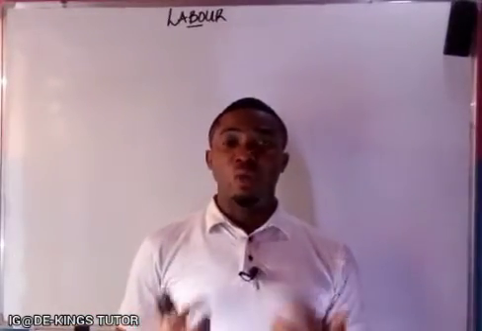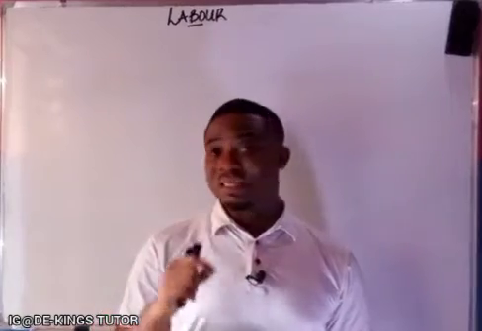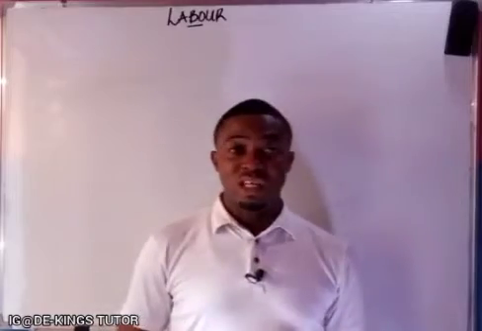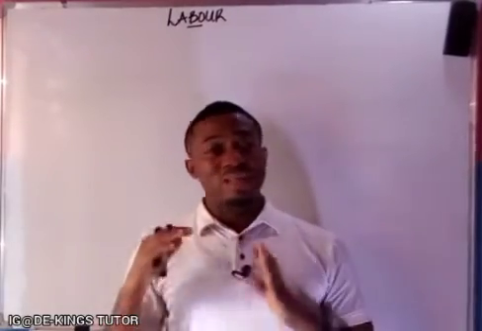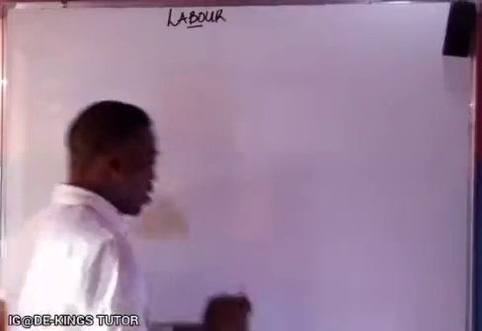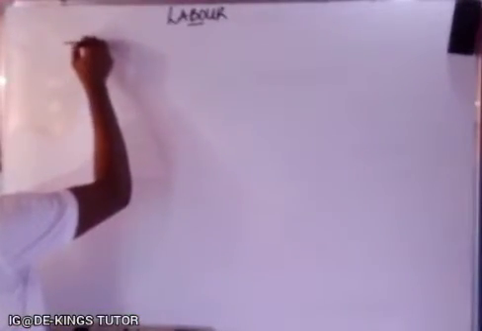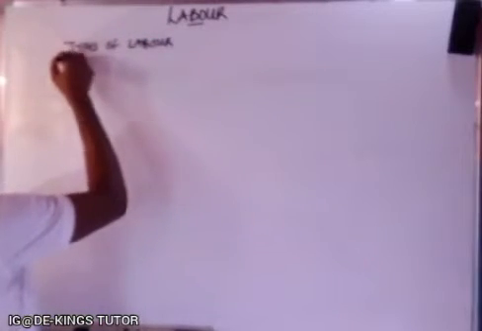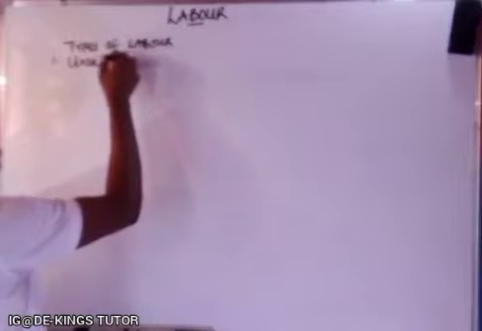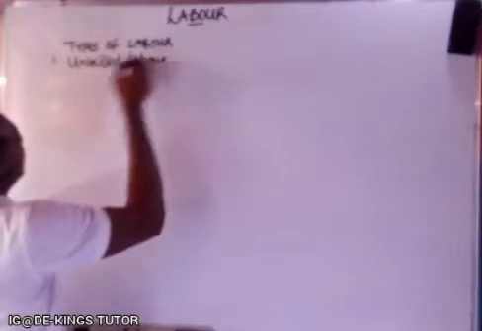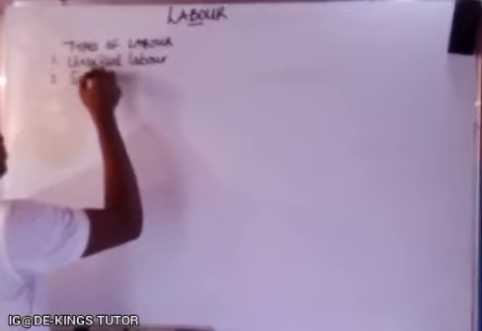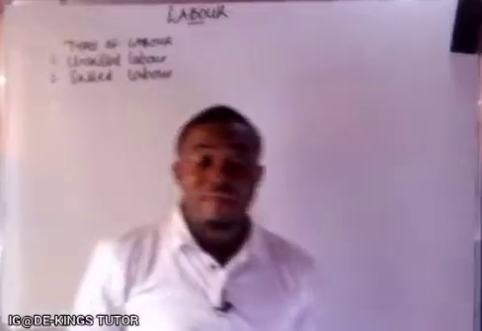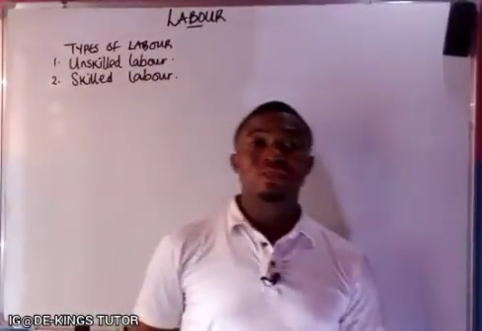So the reward for labor is wages and salary, the same way the reward for land is rent. We have basically two types of labor: one, the unskilled labor, and two, the skilled labor.